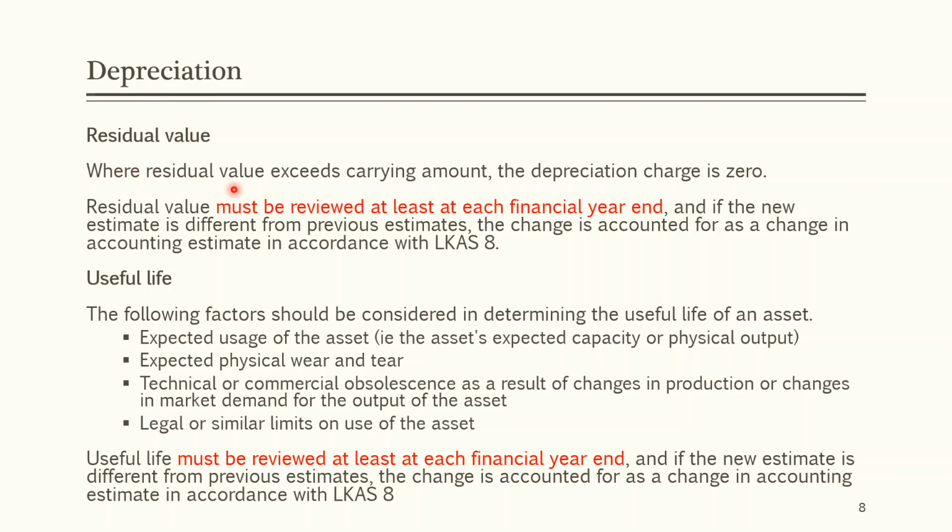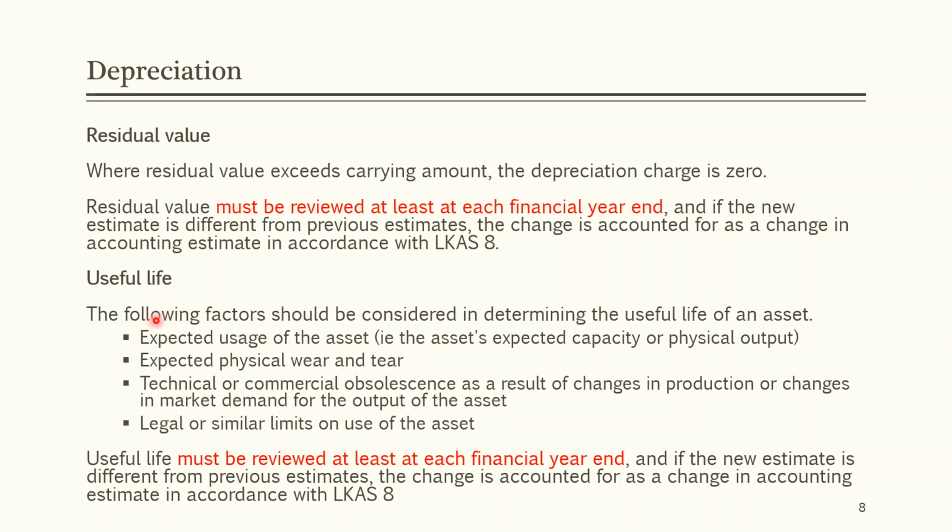Here, where residual value exceeds carrying amount, the depreciation charge is zero. You know, depreciation means what? A depreciable amount over useful life. The depreciable amount can be determined by carrying amount minus residual value. If the carrying amount is 1000 and residual value is 1500, that is what it says here: residual value exceeds carrying amount. So the depreciable amount is a negative balance, 1000 minus 1500, which is minus 500. In such situations we are not going to depreciate. The depreciation charge is zero.